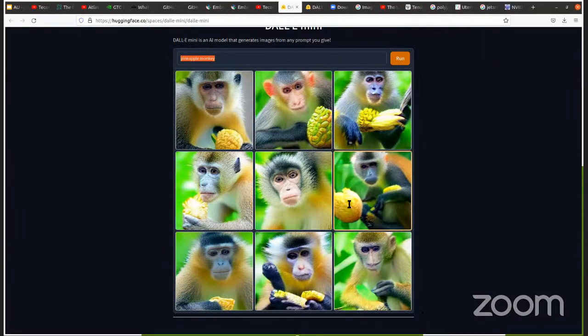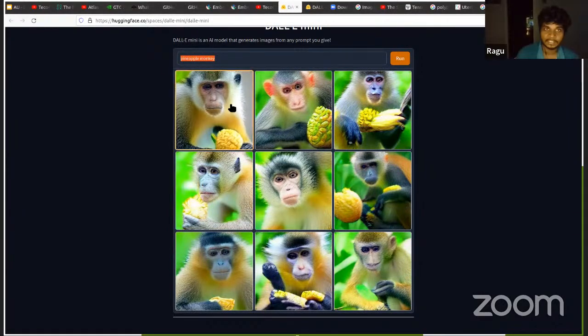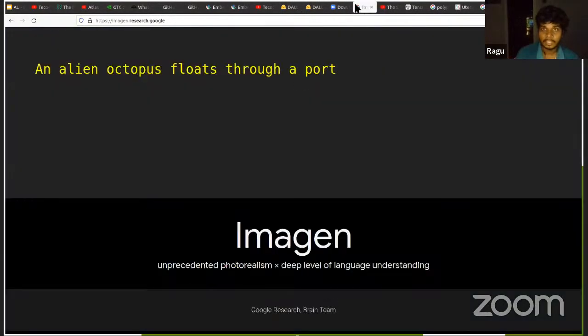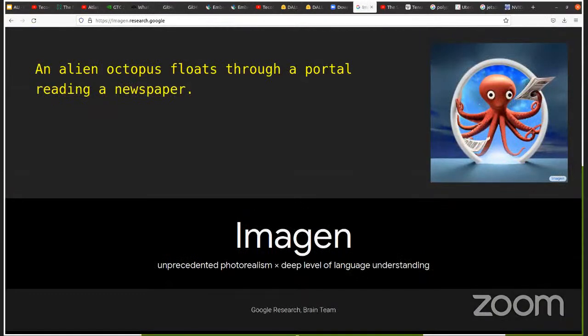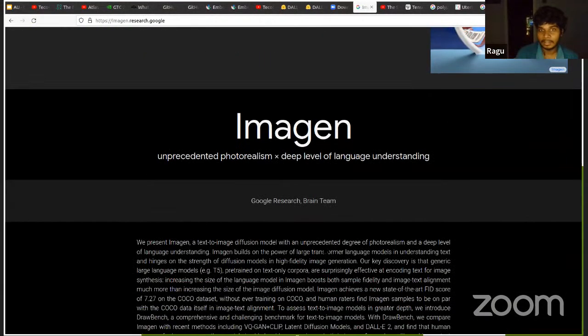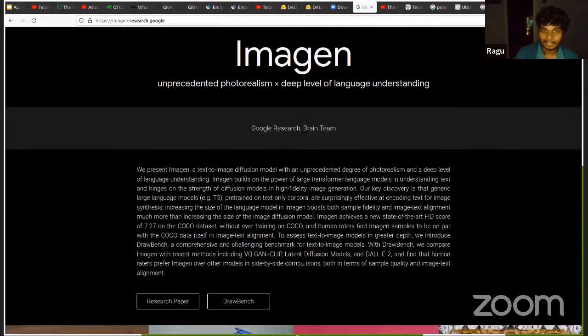Oh, okay, fine. I will share this PPT. You can also try this one. Actually, this Imagen is actually not an open source thing. Currently, they are accepting tweets.